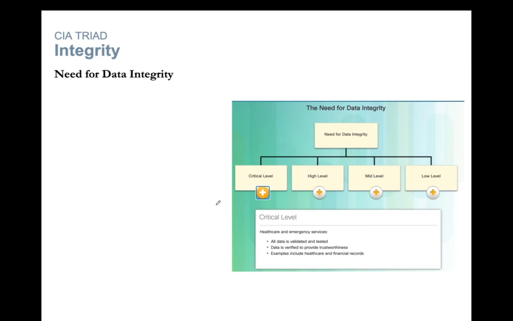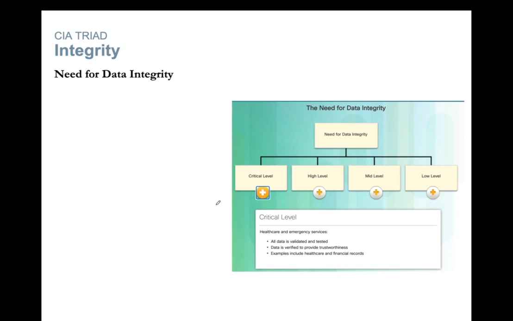A bank or financial organization assigns a higher importance to data integrity than Facebook does. Transactions and customers' accounts must be accurate. In a healthcare organization, data integrity might be a matter of life or death. Prescription information must be accurate.